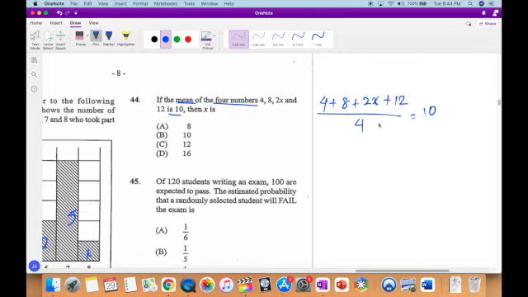So 8, 9, 10, 11, 12. So 12 and 12 is 24, plus 2x all over 4 is equal to 10. So therefore 24 plus 2x is equal to 40. 2x is equal to 40 minus 24, which is 16. So therefore x will actually be equal to 8.